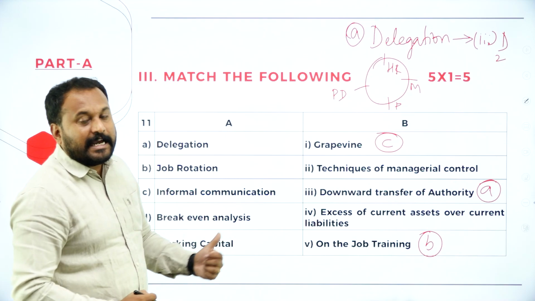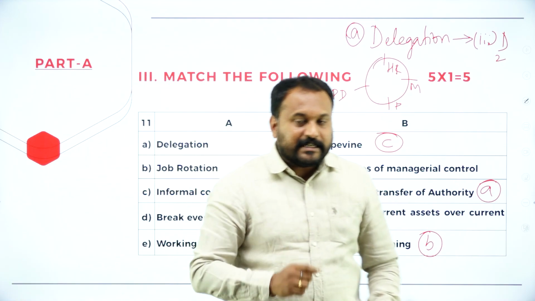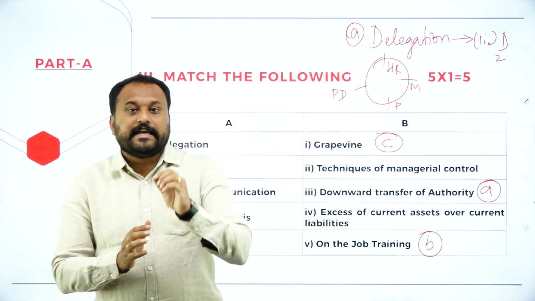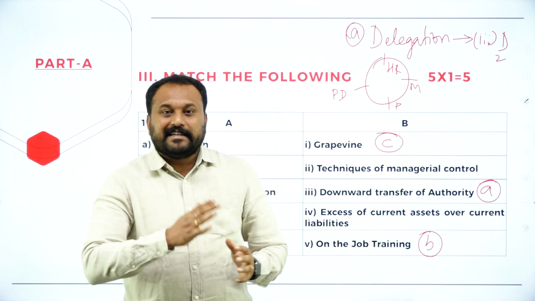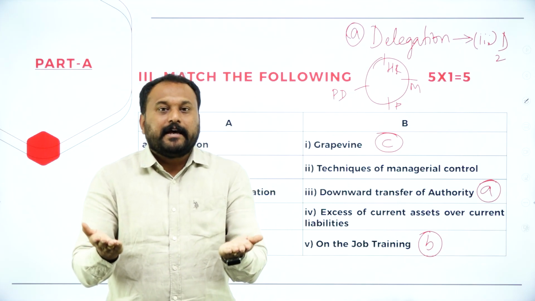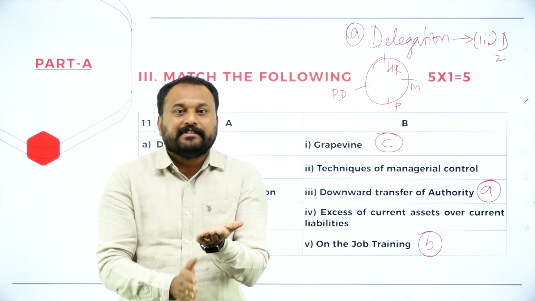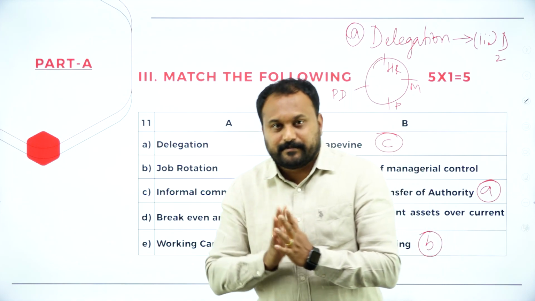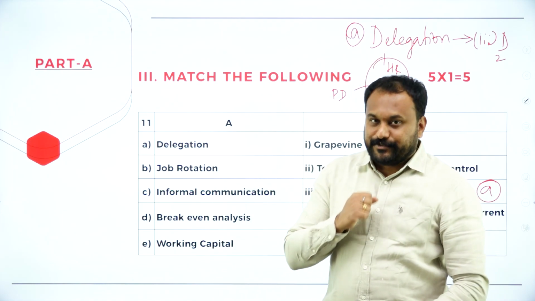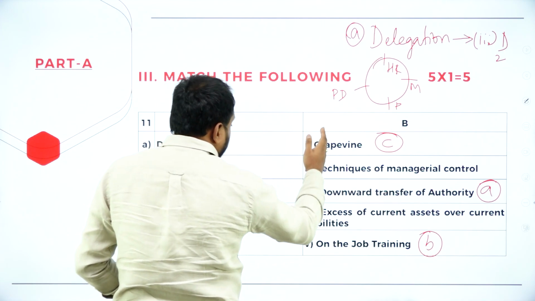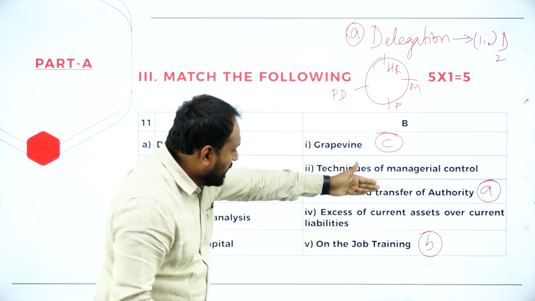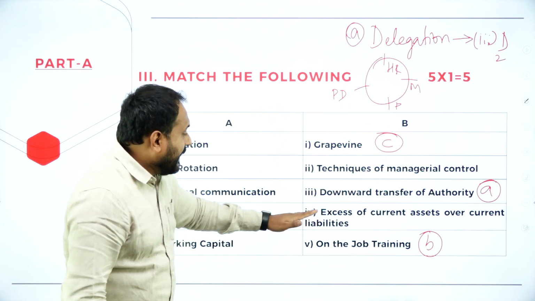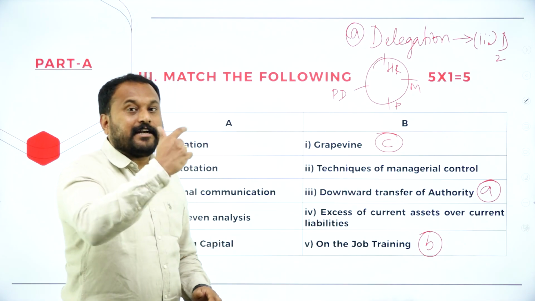Next, break-even analysis. What do you mean by break-even analysis? Break-even analysis is a process where we get to know that the company is neither in a loss nor in a profit, and that is called break-even analysis. So where we can actually go with the fixed cost divided by PV is what the break-even analysis gives you. Now here, this is done, and this is done. We have 2 left: technique of managerial control and excess of current assets over current liability.